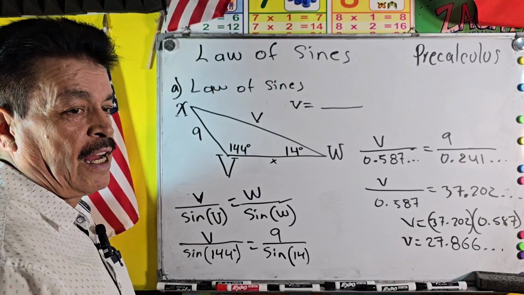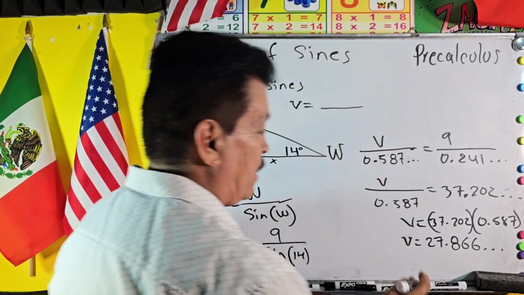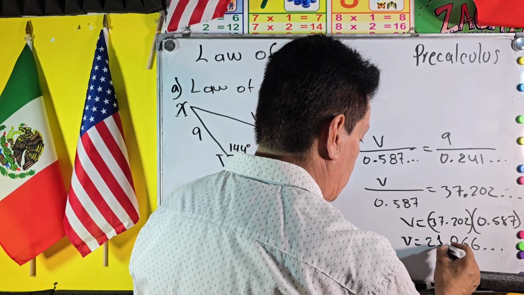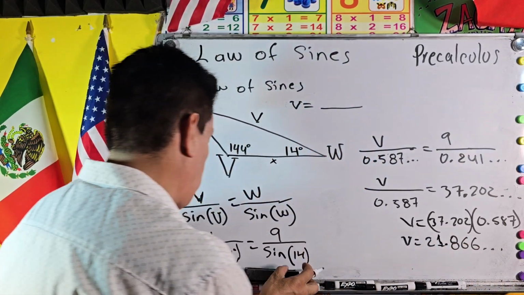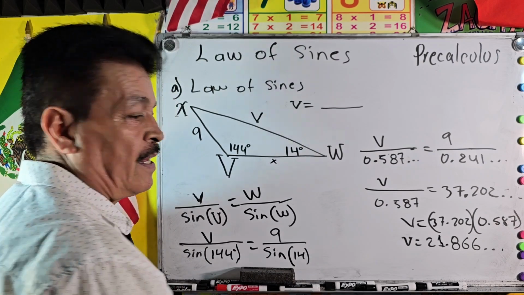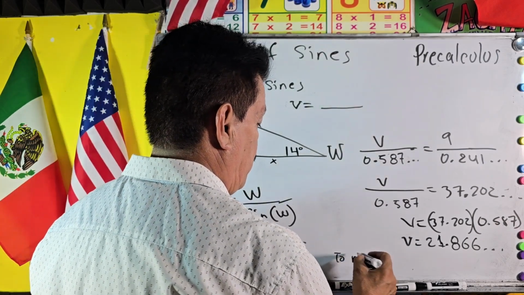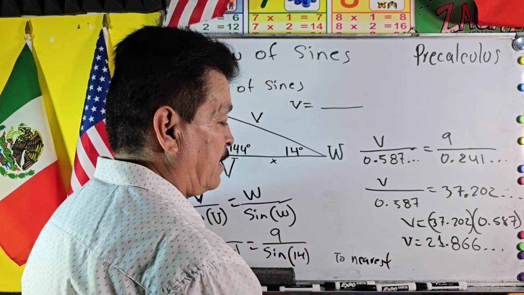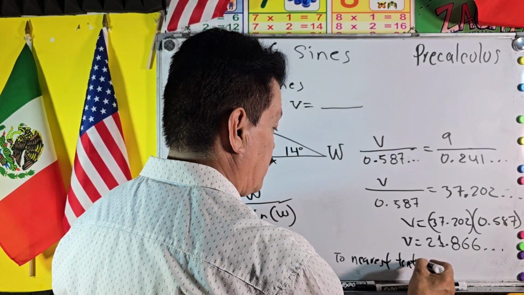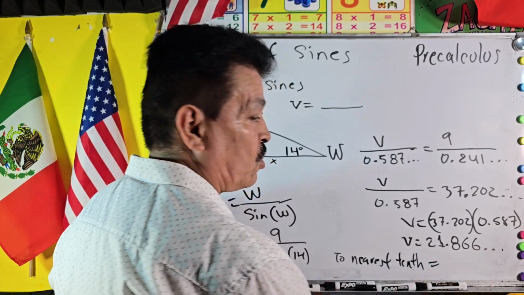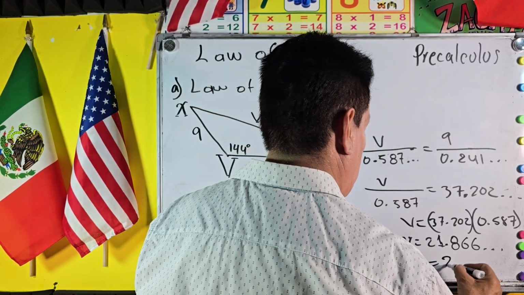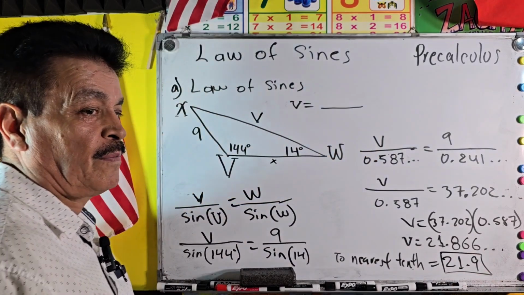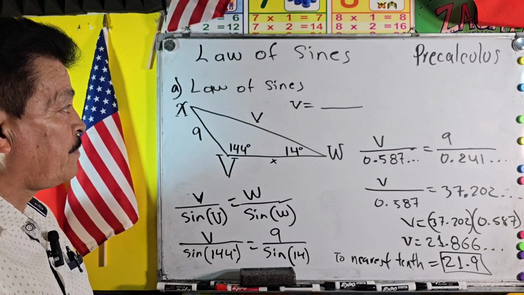The north one. No, not 27. It's 21. Sorry, not 27. It's 21. So use the north because it says to the north. The tenth is equals 21.8. Like that. That's it. That's the solution.